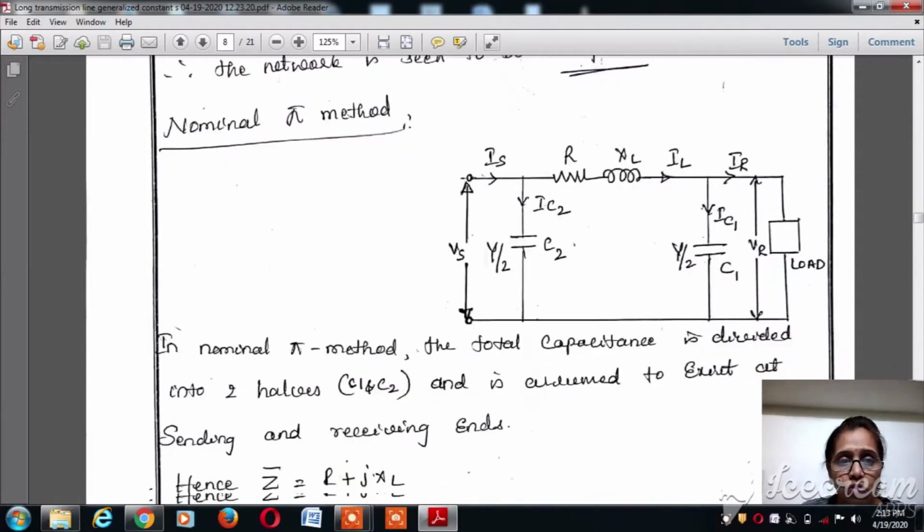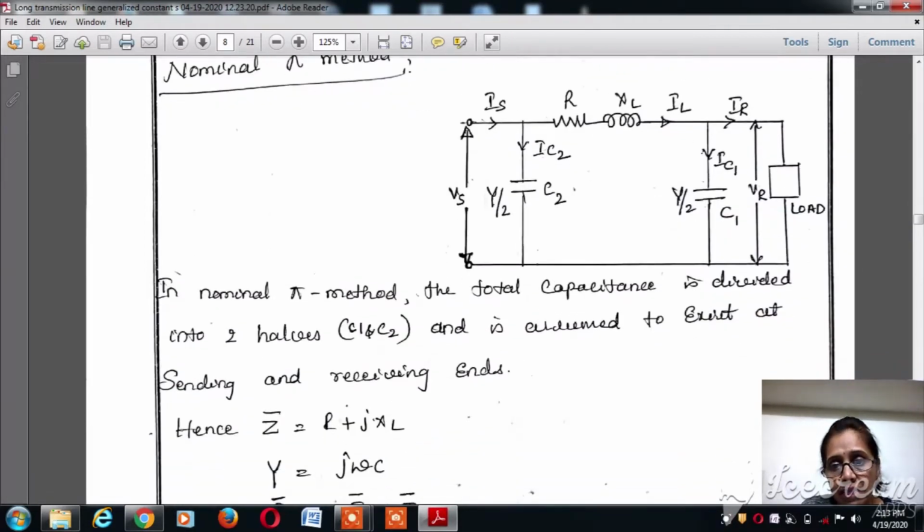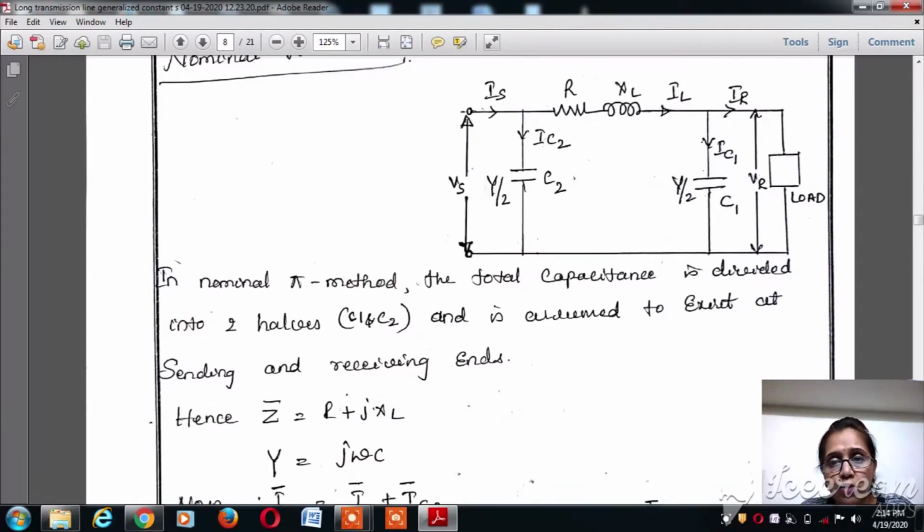So now let's move on to the nominal pi method, where the capacitance is assumed to exist on both the ends, that is half of the capacitance is assumed to exist on both sending end as well as the receiving end. So here we have written the equivalent circuit of the nominal pi method of medium transmission line, where C1 and C2 constitute the Y by 2, that is the capacitance on both the ends of the transmission line, that is one is at the receiving end and the other one is at the sending end. So the entire impedance is supposed to exist between these two capacitances. So R and XL constitute the impedance of the line.